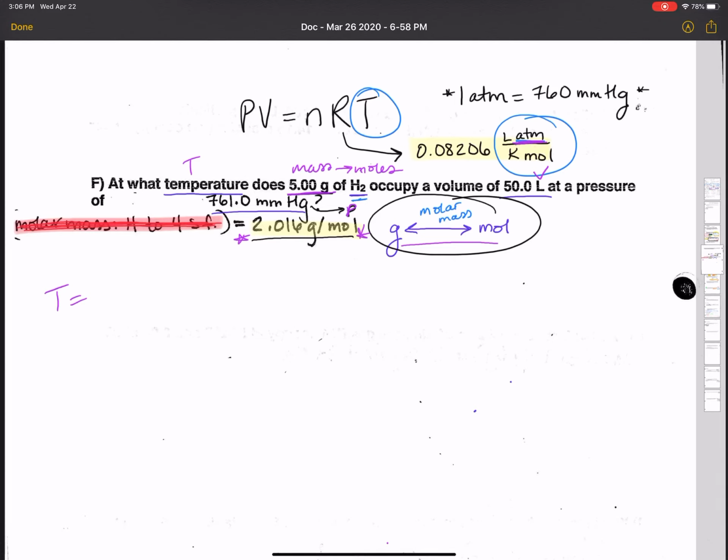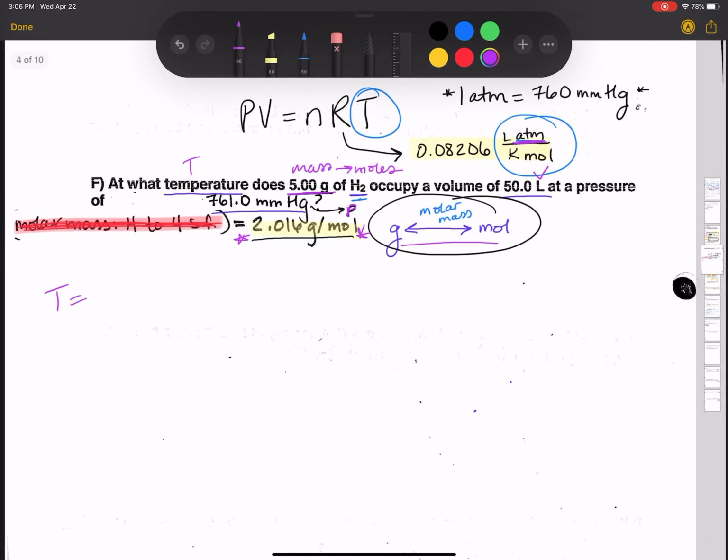So question F says, at what temperature does 5.00 grams of hydrogen gas, H2, occupy a volume of 50.0 liters at a pressure of 761.0 millimeters mercury? I went ahead and laid out all those variables. So you're solving for temperature. Your 5.00 grams of H2 is your mass, which you're going to need to convert to moles because that's your n value in the equation. Your volume given is 50.0 liters, and your pressure was given in millimeters mercury, so we're going to have to convert that into atm.